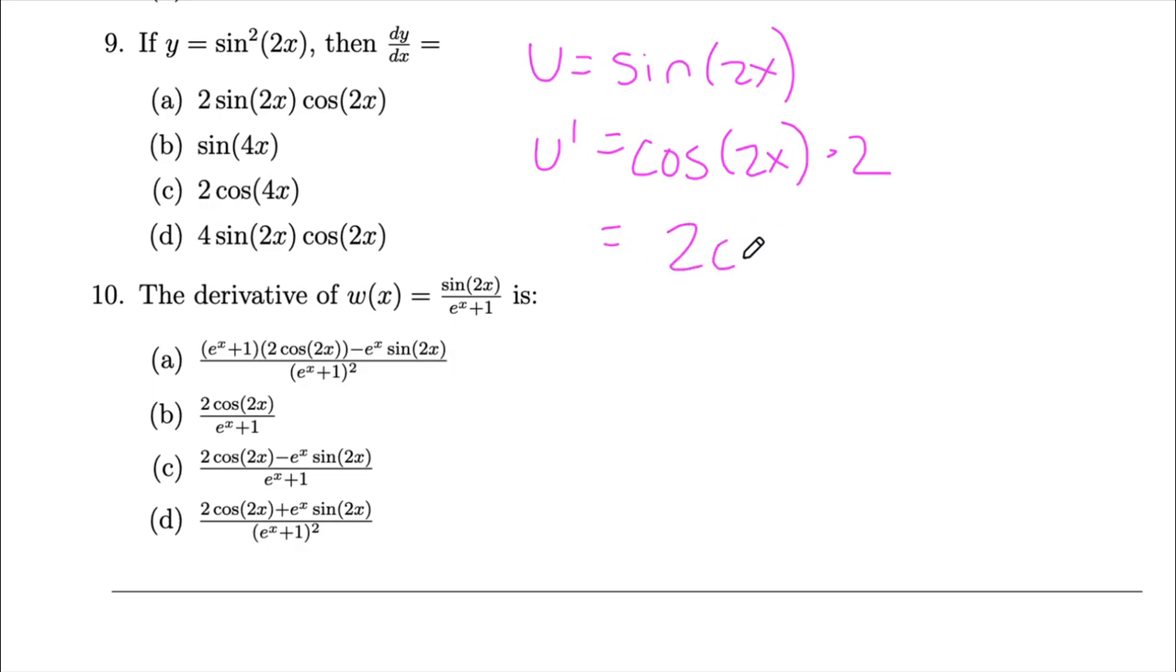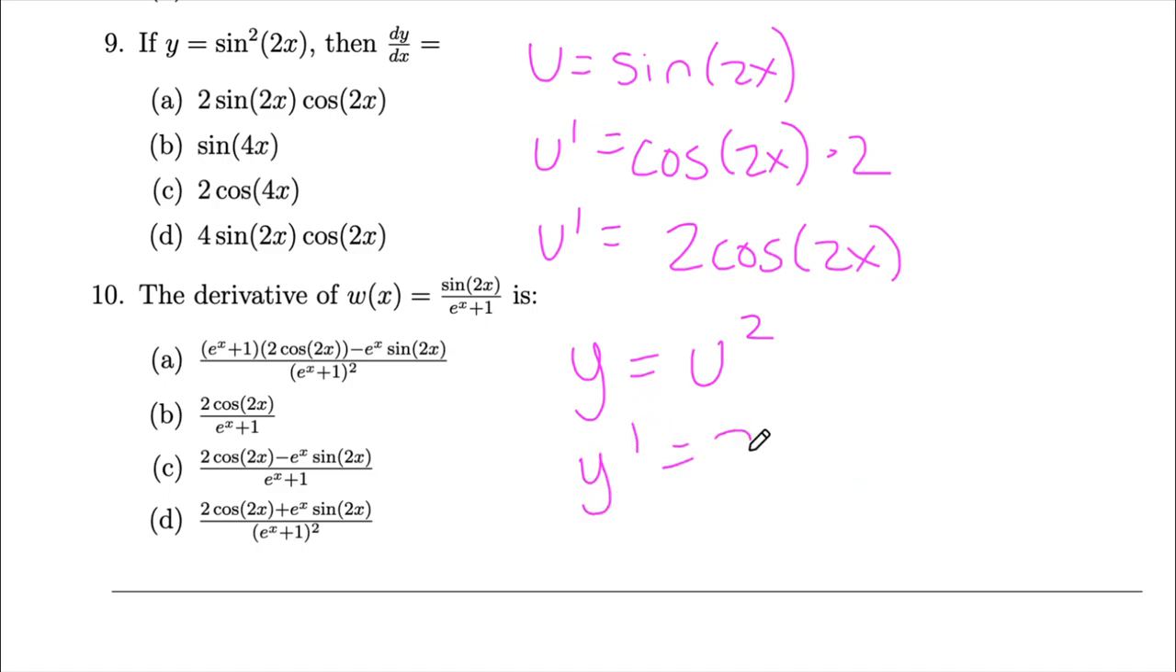So it's going to be 2 times cosine of 2x. All right, so now we have our u and our u prime. Now we're going to rewrite our function y in terms of u. So this would all be equal to u squared. So then y prime is just equal to 2u times u prime using the power rule and the chain rule.